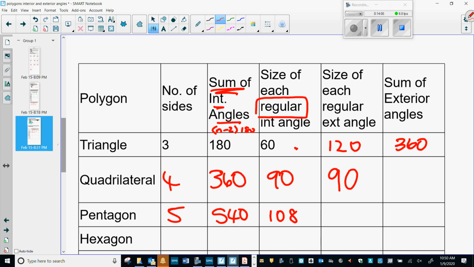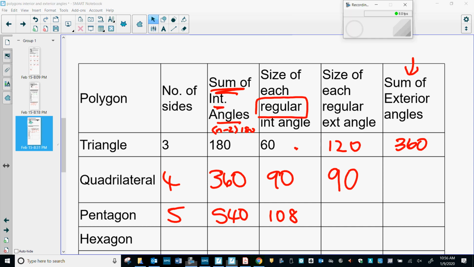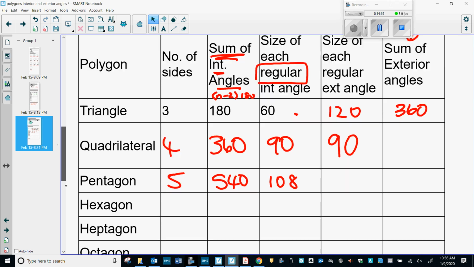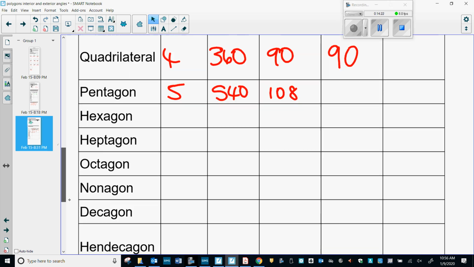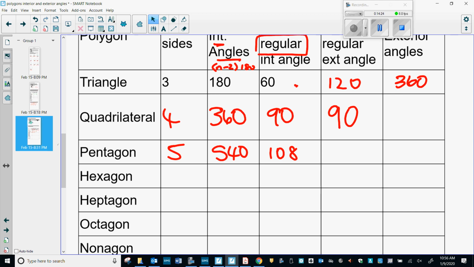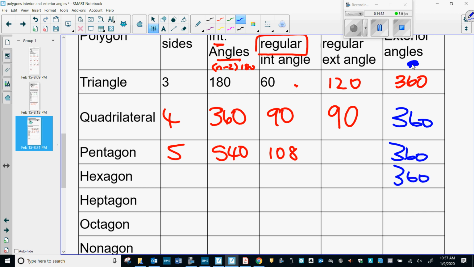Now, obviously, some rounding is going to have to take place at some point. Try and be as accurate as you can, especially when it comes to filling in this column here. I'm not going to fill all these in. The important thing is, what do we see about this column here? They're all 360. So it doesn't matter how many sides a polygon has. The exterior angles always add to 360.